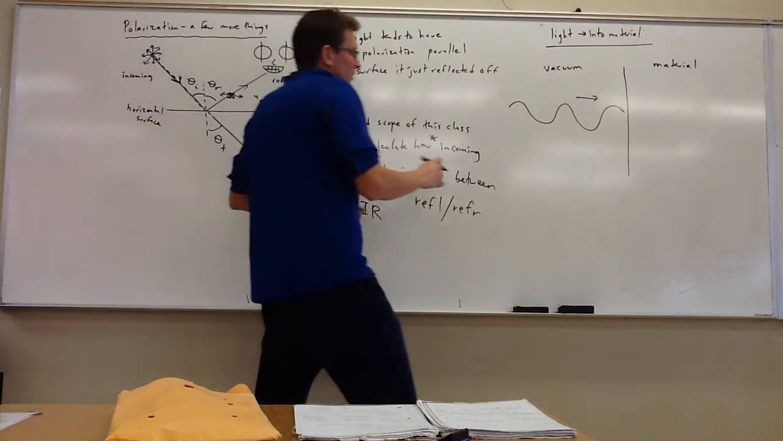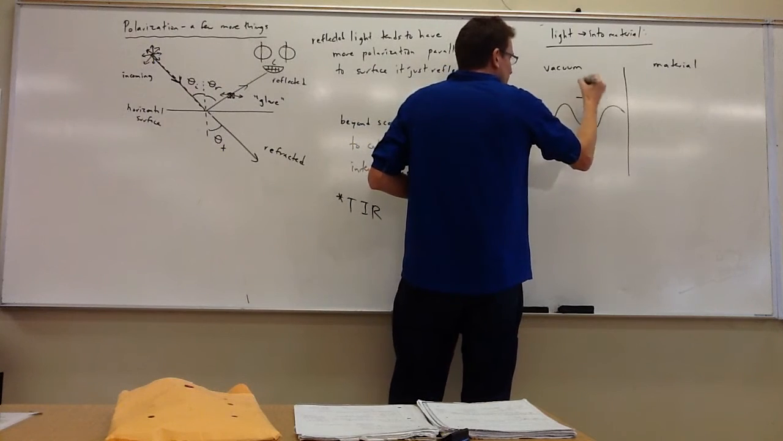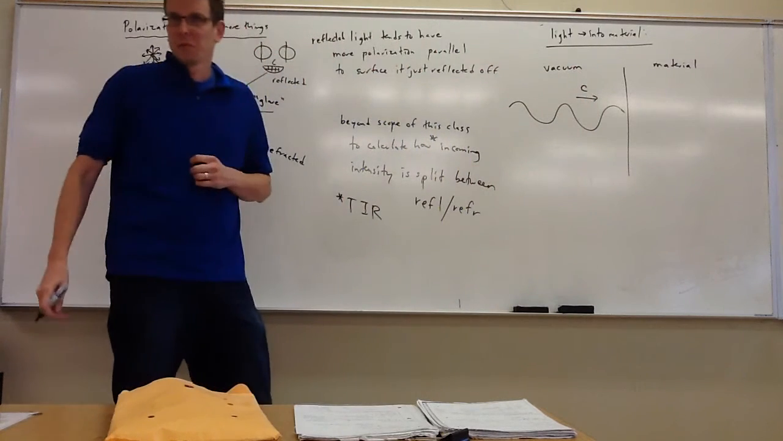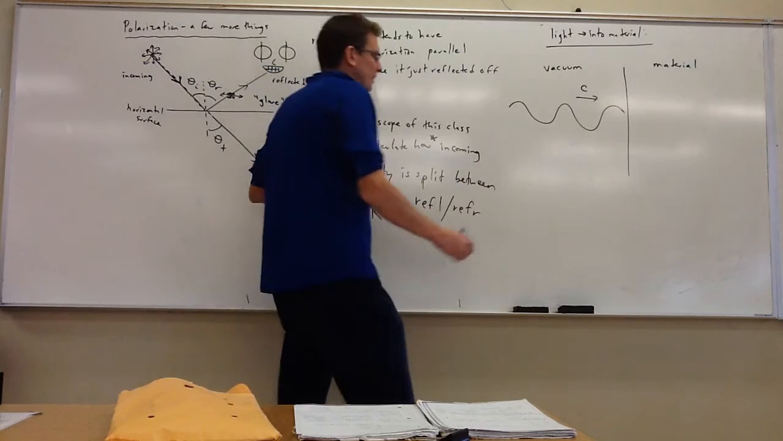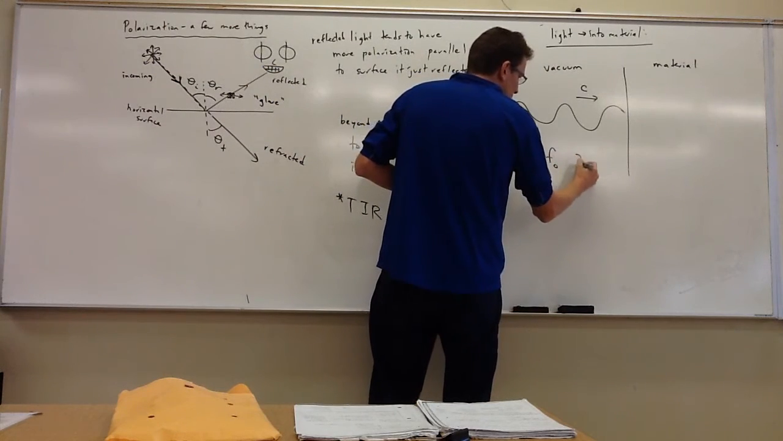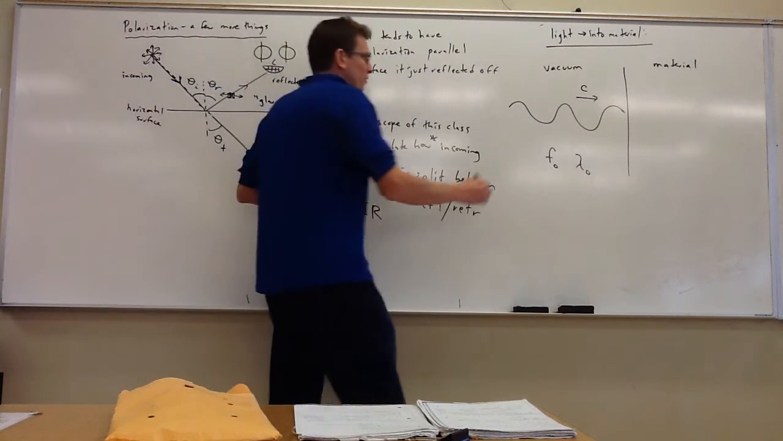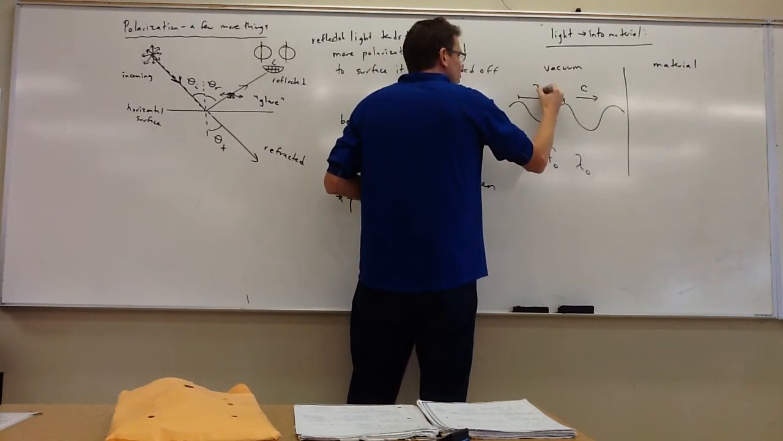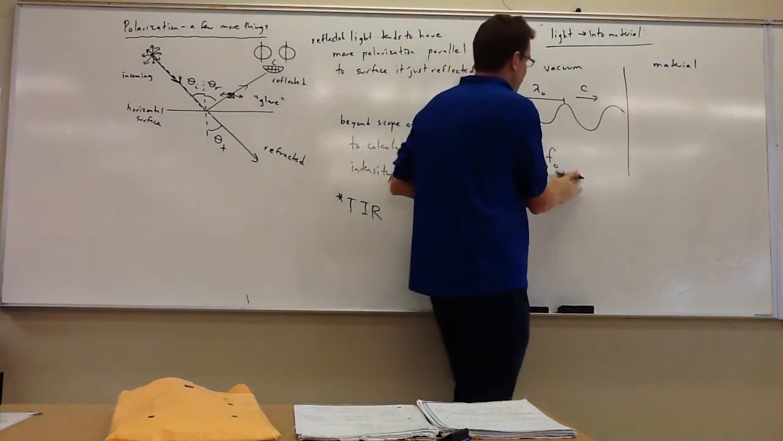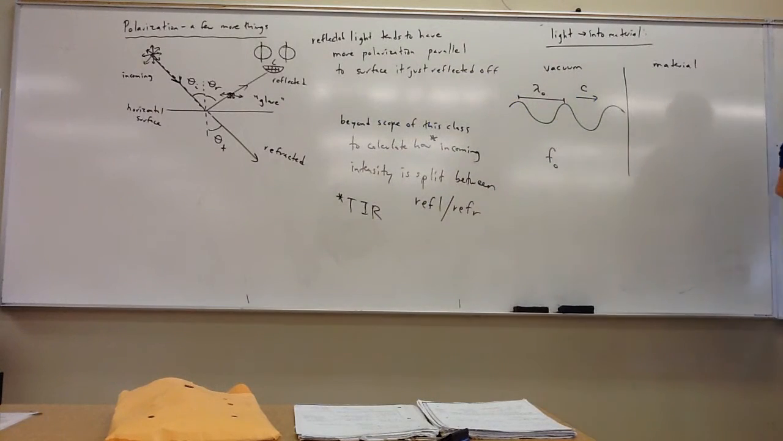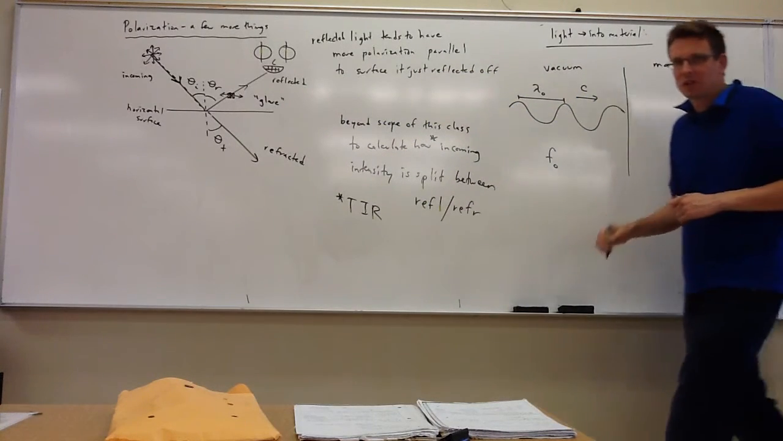And out here, we call the light speed c. That's a special character we use for the speed of light. It has a frequency f0 and a wavelength lambda naught. I guess I can label the wavelength here. Crest to crest, that's the wavelength. And let's talk about what happens when it goes into material.